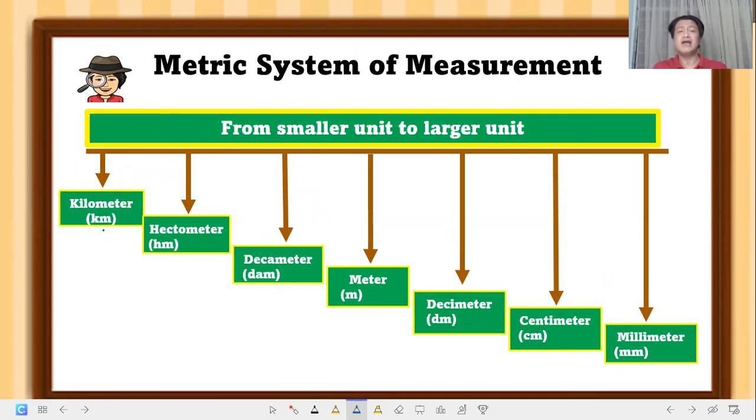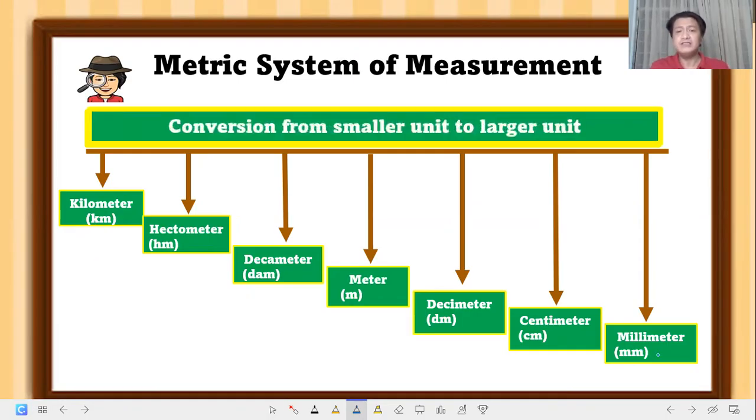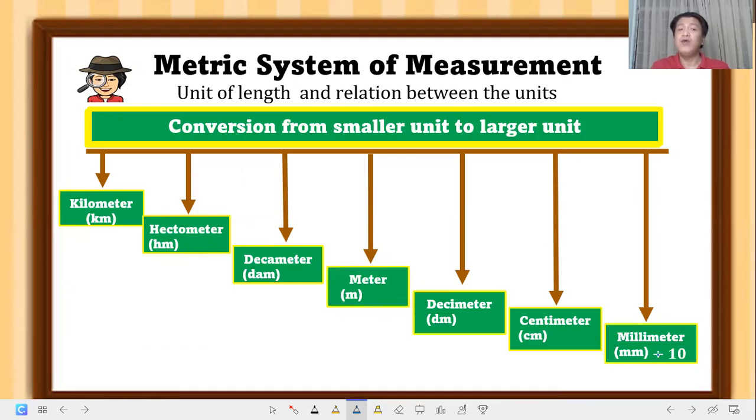Okay? With that, dito naman tayo from smaller unit to larger unit. Okay? Kung mapapansin natin, we are going to start from the smaller. Ibig sabihin, ang pinakamaliit po dyan ay millimeter. Samantala, ang pinakamalaki ay kilometer. From the start, millimeter tayo. Okay, meaning to say, we are going to use this as conversion factor from smaller unit to larger unit. Remember, we are going to divide. Kung kanina nagmumultiply po tayo, kasi larger to smaller, ito naman ay smaller to larger.